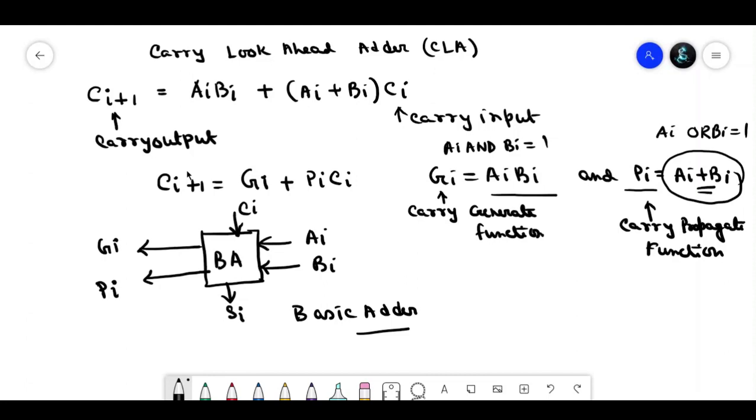So now the sum bit Si is basically Ai XOR Bi XOR Ci. So for the implementation of one basic adder, two XOR gates, one AND gate and one OR gate are required, that we know already. So here if we want to design a 4-bit carry look ahead adder circuit, I am just generalizing the carry look ahead adder circuit. So now I want to build a 4-bit carry look ahead adder circuit. Okay.